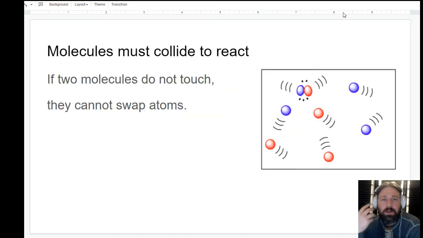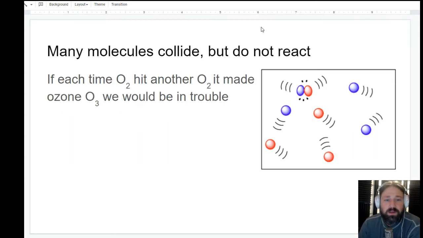That molecules, in order to react, do have to slam into each other. They do have to collide. So this makes sense. If two molecules aren't touching, they can't do anything together. They can't interact. You have to have them hit each other. Okay? And not only that, but just because two molecules hit doesn't mean that they're going to react.